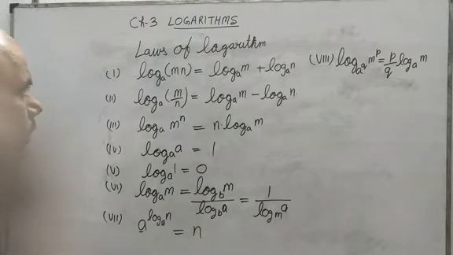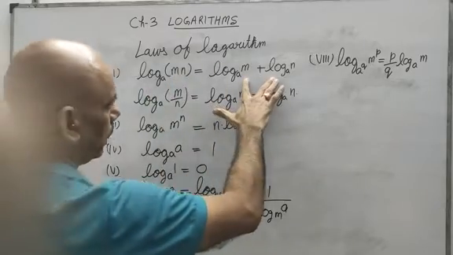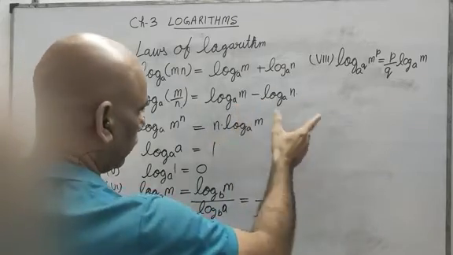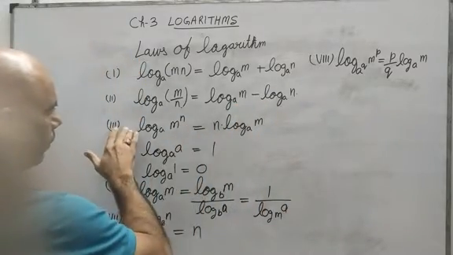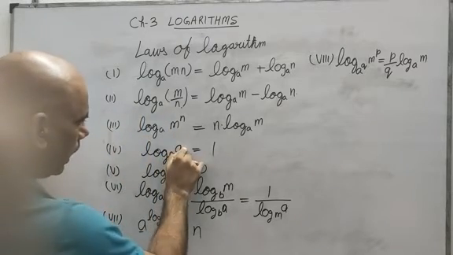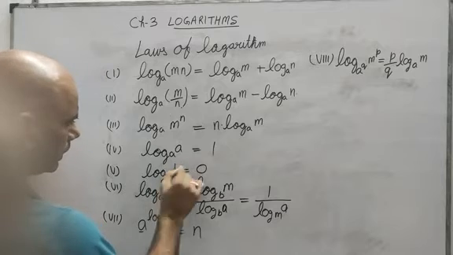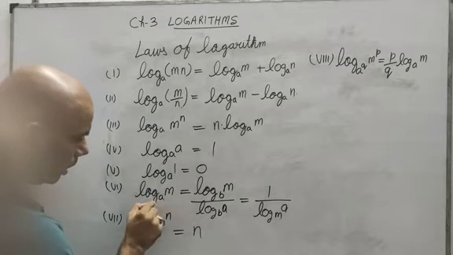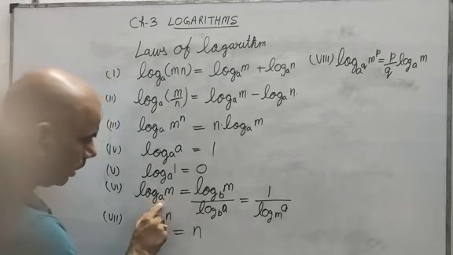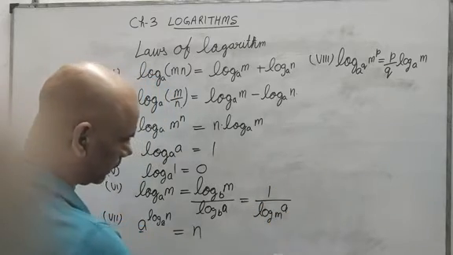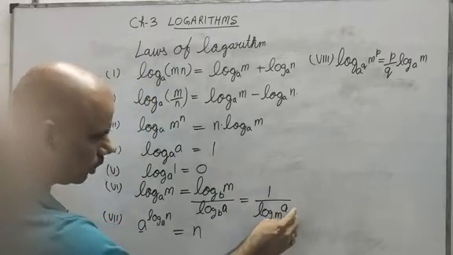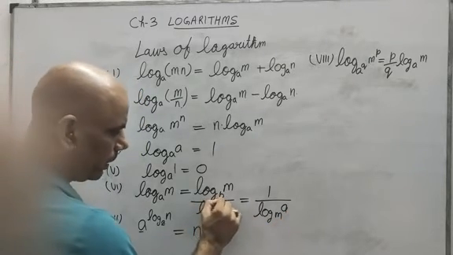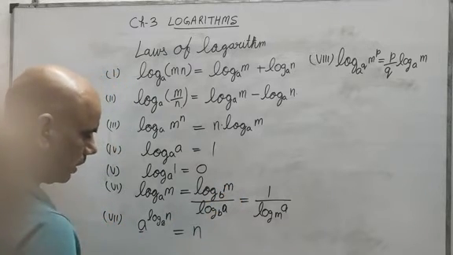I would like to revise them once again. If they are in multiplication, things will go in addition. If they are in division, things will go in subtraction. Power to the power, n will come before: n log m. Log A base A will be 1 and log 1 base A will be 0. Thereafter this is the one for changing the base. Earlier we were having log m base A, so it can be written as 1 upon log A base m. Another way: neither do we want to take m as a base nor A as a base, so we will take another base B. So log m base B over log A base B.